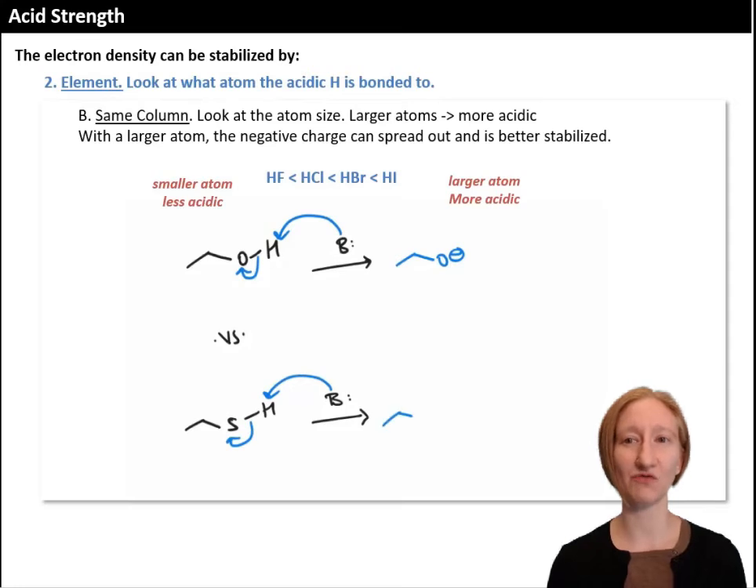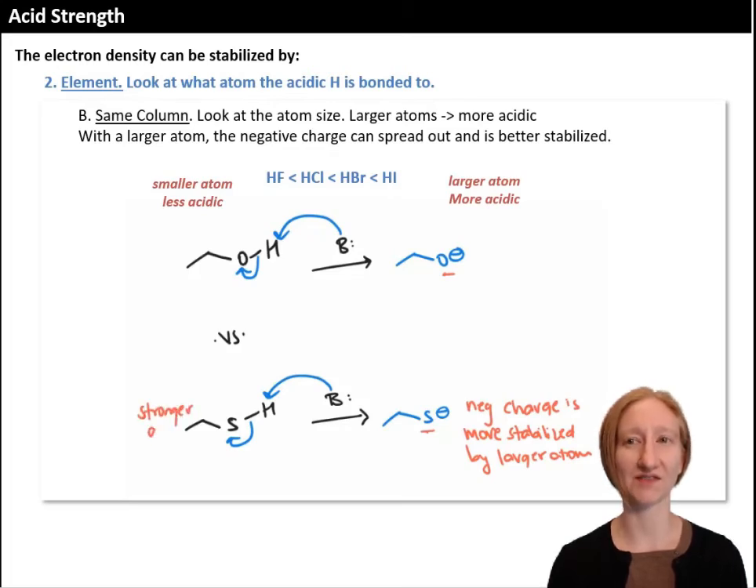In the case of sulfur, the electron density is more stabilized, so the thiol is more prone to losing that proton, and the thiol is more acidic than the alcohol. The larger atom leads to the more acidic acid.